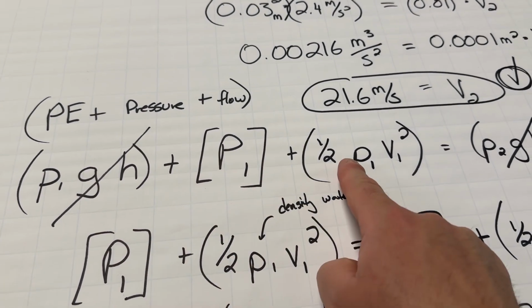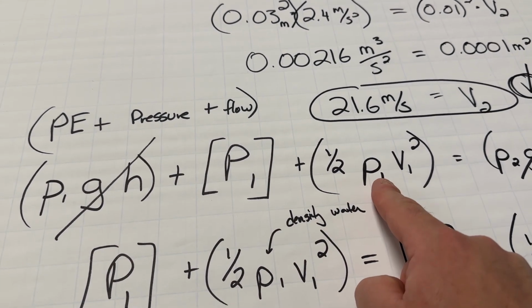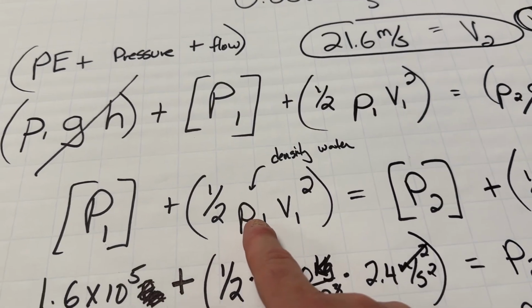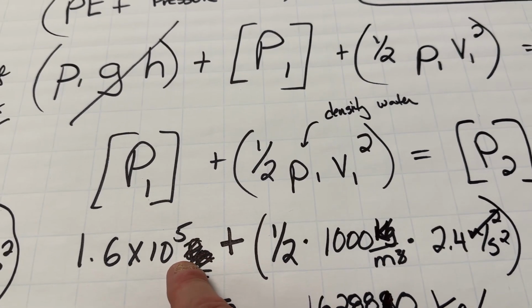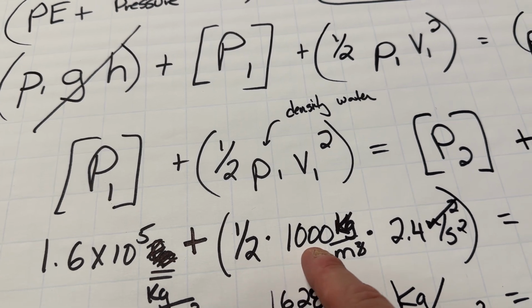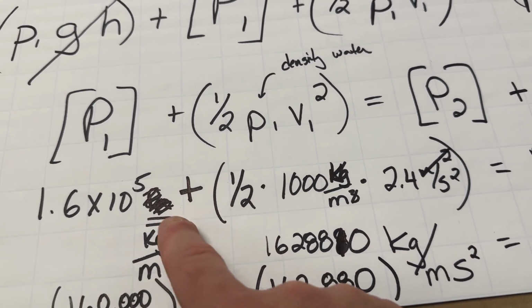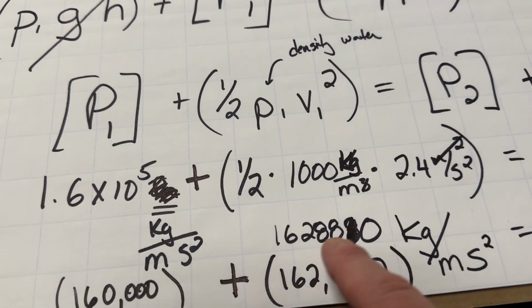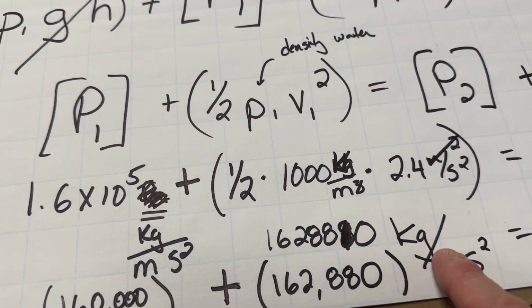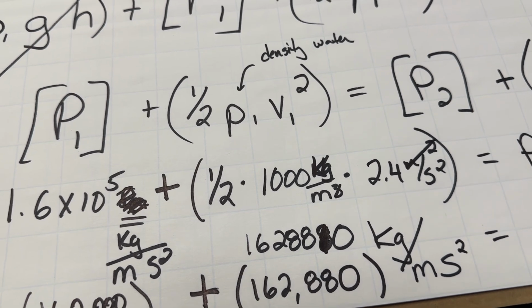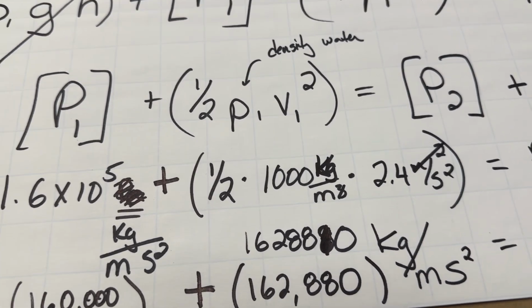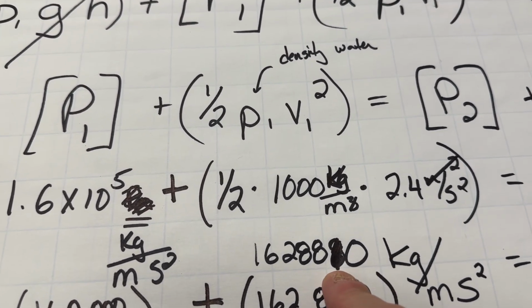So we've got P1 plus 1/2 density times velocity squared. So 1.6 times 10 to the 5th plus 1/2 times 1,000 times 2.4 squared. And this is me checking in with my units to make sure they really do cancel. I believe the units are going to come out to be kilograms per meter per second squared. And you were right, there's an extra 8 here.